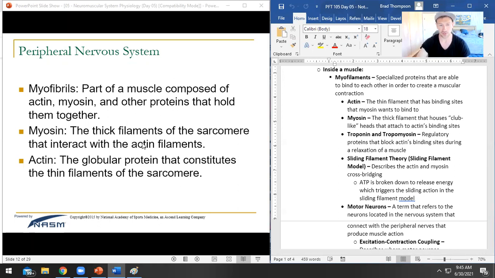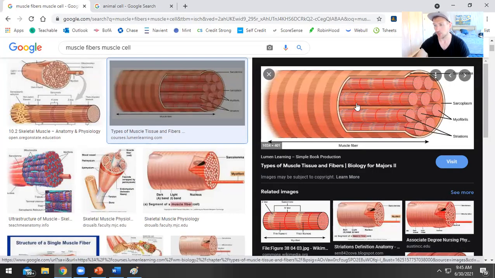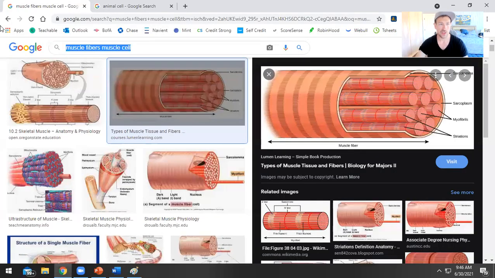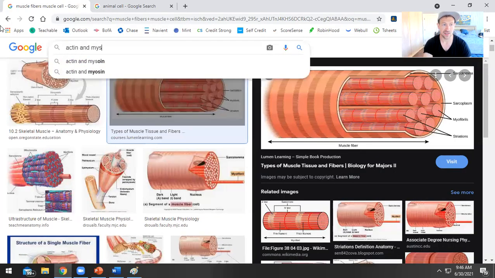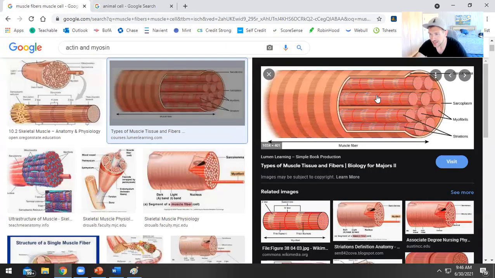So myofibrils would be where it's stretched out end to end. A myofibril would be like the entire thing. The myofilaments are the individual proteins that we're talking about, and those individual proteins are going to be actin and myosin. So if we look at actin and myosin, which you can see here, look at this picture. You can see this big tube and all the little crossing. There are little blue lines and little red lines.